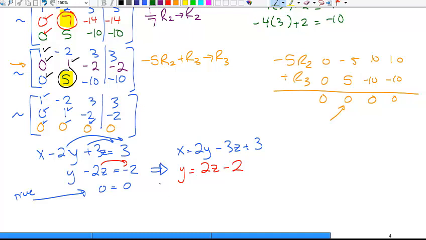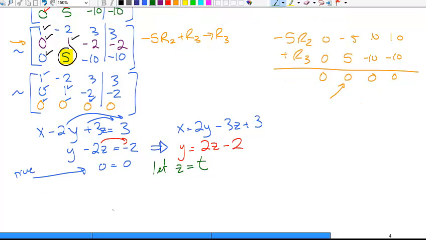And then for the third one, I don't have an equation. So what I'm going to do is let z equal some variable. The variable I choose is t. You could use whatever variable you like. So I already have t as my third part of my ordered triple. To solve for y, I'm going to plug in z, which is t, into my equation for y equals, which gets me 2t minus 2.